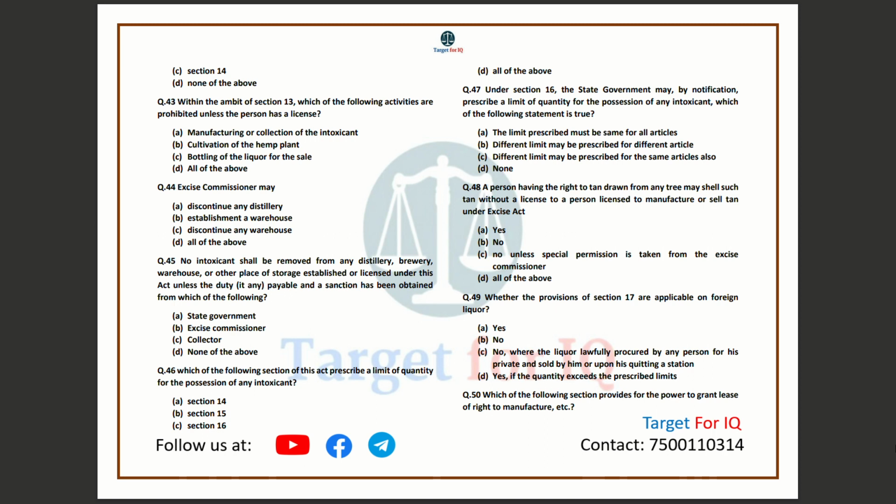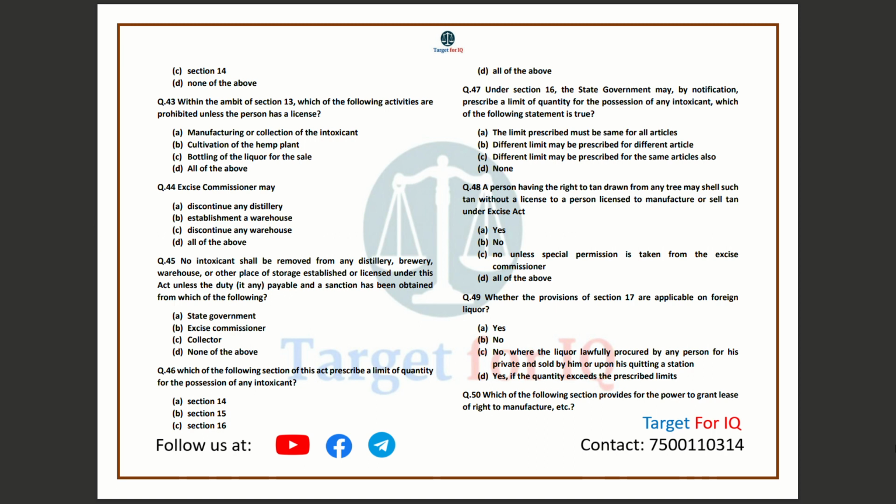Question number 46. Which of the following sections of this act prescribes a limit of quantity for the possession of any intoxicant? Option A is section 14, B is section 15, C is section 16 and option D is all of the above. The correct answer to question number 46 is section 16. That is option C.